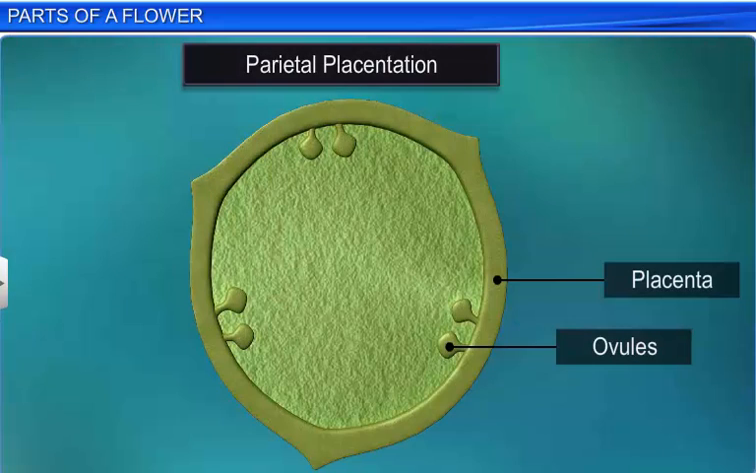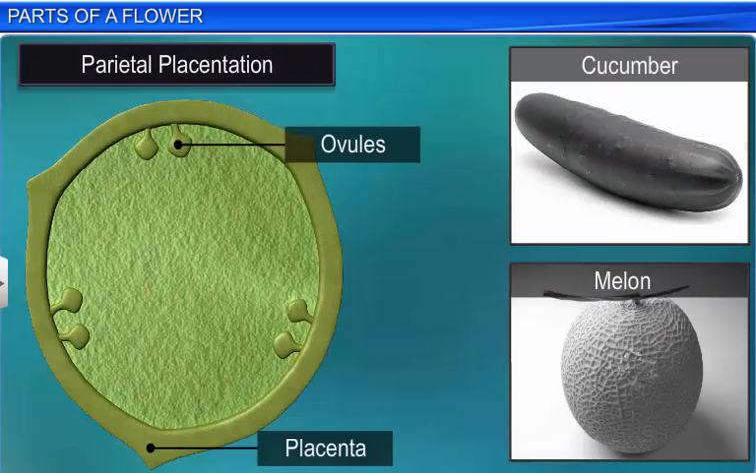In parietal placentation, the ovary is initially single-chambered. A false septum later develops and divides it into two chambers. The ovules develop on the peripheral or inner wall of the ovary. Parietal placentation is seen in plants such as cucumber and melons.